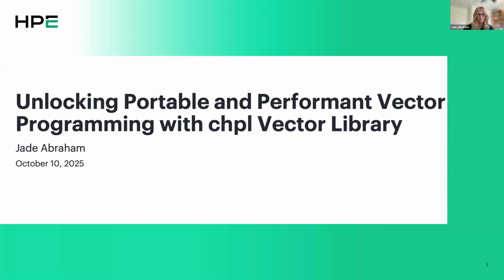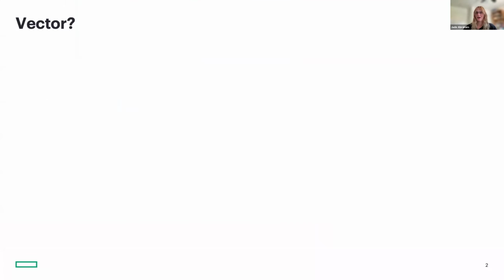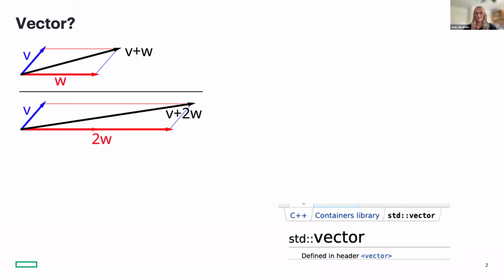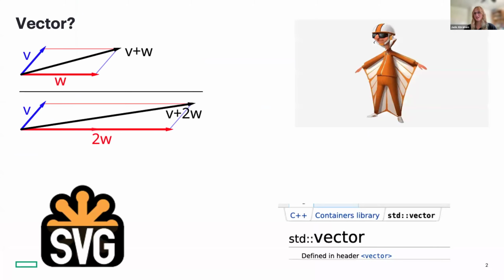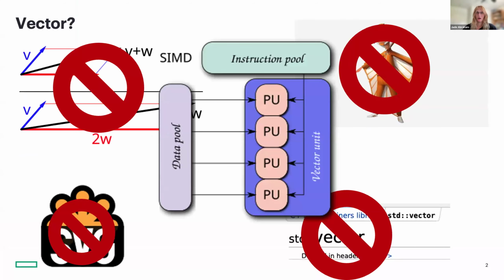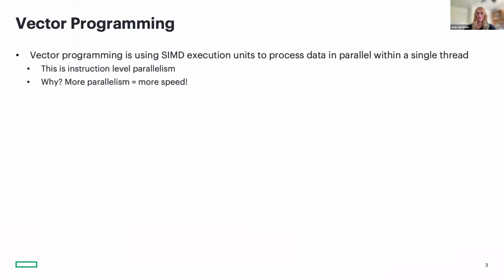So what do I mean when I say a vector? Vector is such an overloaded term in computer science, and I'm not talking about any of these actually. What I'm talking about is SIMD, single instruction, multiple data. So what is SIMD? SIMD, or vector programming, is using the hardware units built into your CPU to process data in a single thread. This is also sometimes called instruction level parallelism.